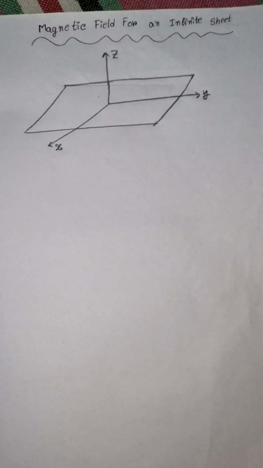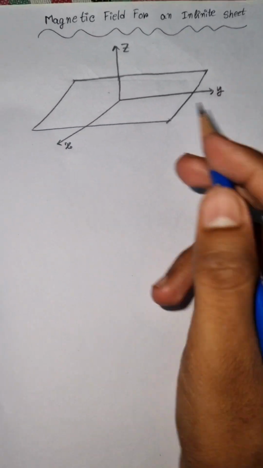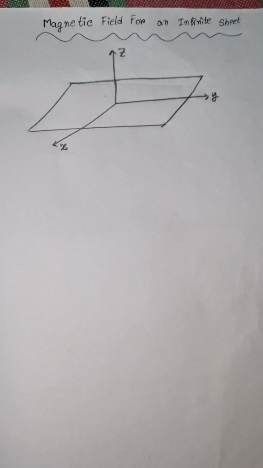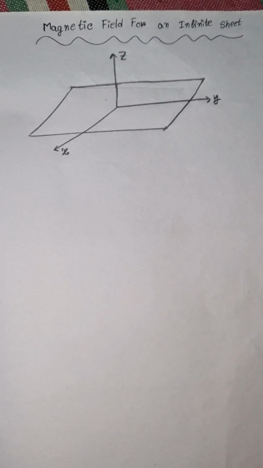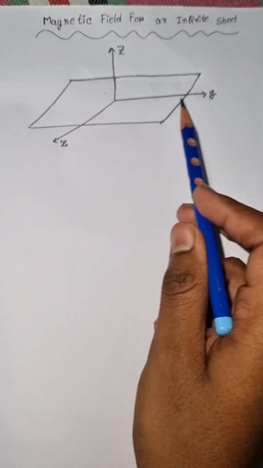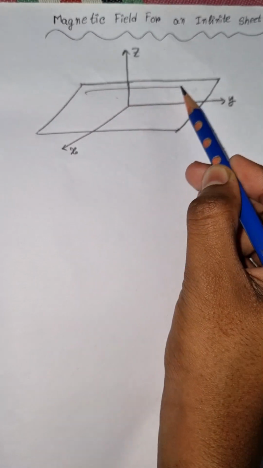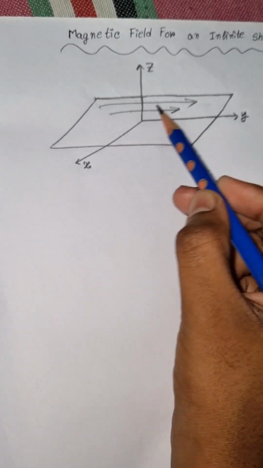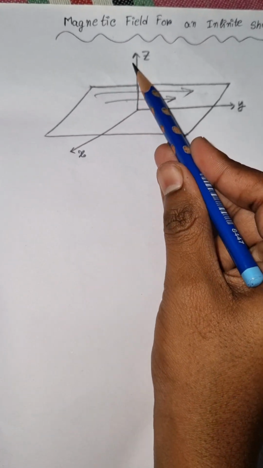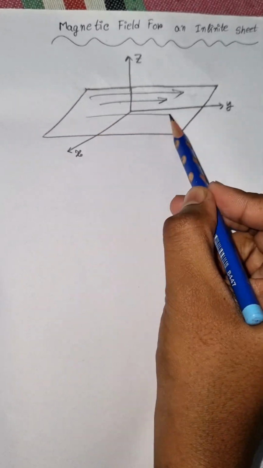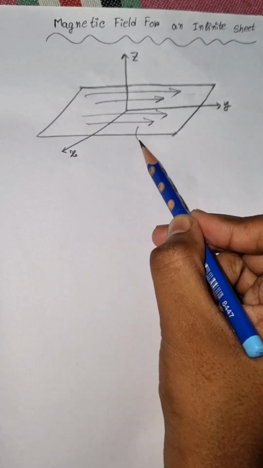Okay, people. So let's define the magnetic field for an infinite sheet, specifically an infinite sheet of current. Let's say this is an infinite sheet of current, current running through this sheet. This is the z axis, this is the y axis, and this is the x axis. Now this current is what?